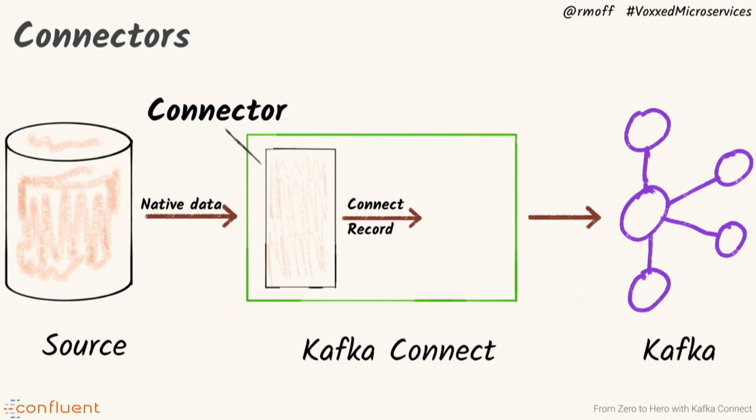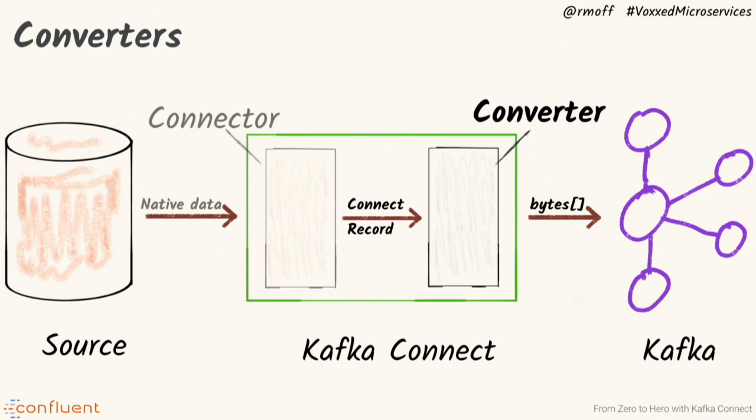So from there on in, this is now just reusable components. The next one that you have to use is the converter. The converter deals with taking that generic Connect record and actually writing it to Kafka, converting it and serializing it. Kafka messages are just key value bytes. Kafka doesn't care if it's Avro or JSON or protobuf or who knows what.